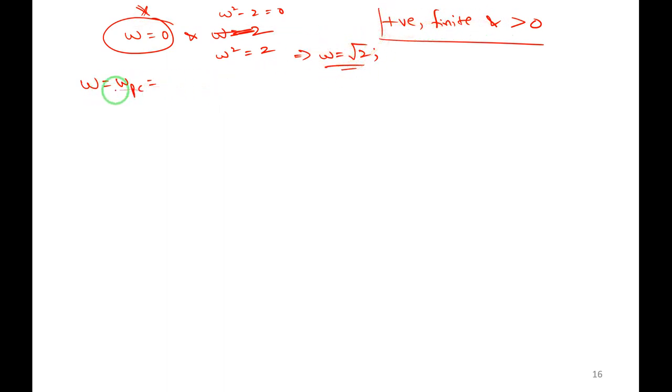So what is the omega PC value? Omega equal to omega PC, and that is equal to root 2. We will discard this 0 because whatever value I get should be positive, finite and greater than 0. This condition should be satisfied. Omega equal to 0 is not satisfying it, but root 2 is. So this is the omega PC value we have found out: root 2 radians per second.